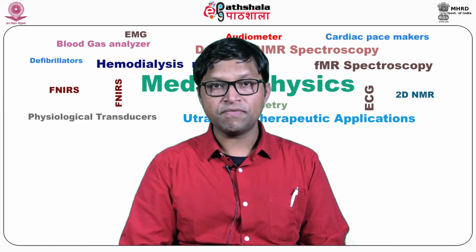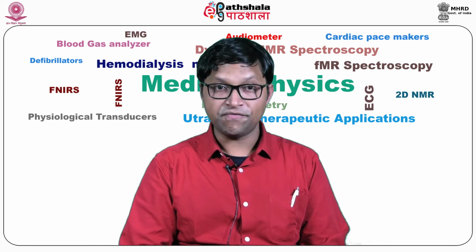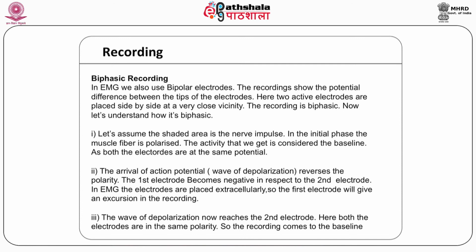The other important type of recording is the biphasic recording. In EMG, we also use bipolar electrodes. The recordings show the potential difference between the tips of the electrode. Here, two active electrodes are placed side by side in very close vicinity. The recording is biphasic. Now, let us understand how it is biphasic.